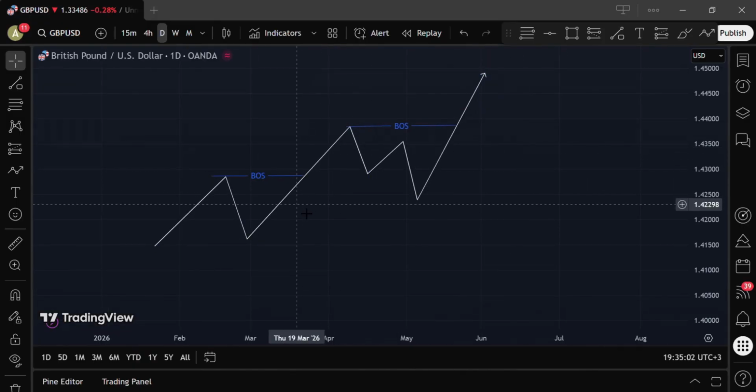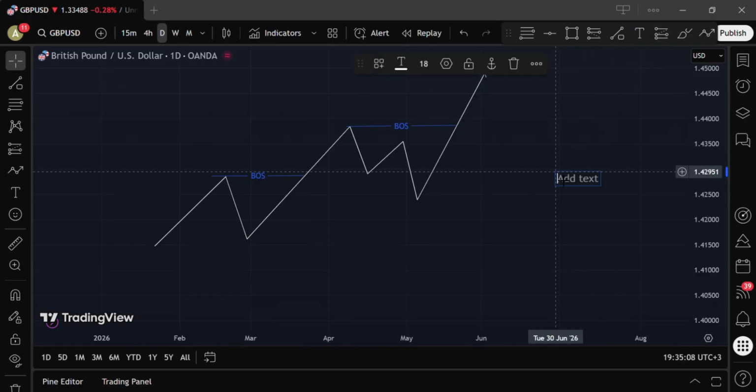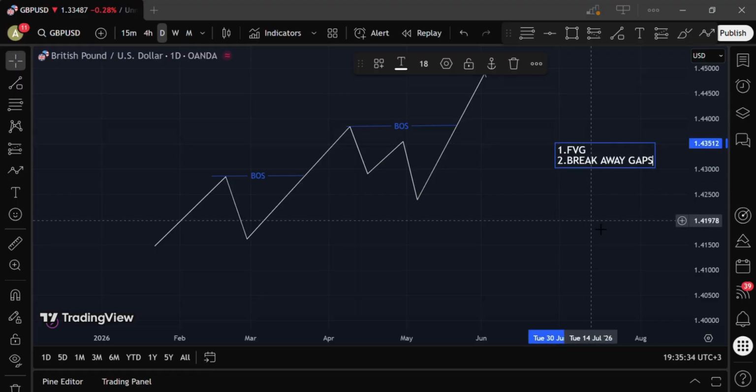Normally we have two types of imbalances in the market. The first imbalance in the market is called the fair value gaps, and that is what we are going to use in our strategy. And then the second is called breakaway gaps. So we only have two types of imbalances in the market.